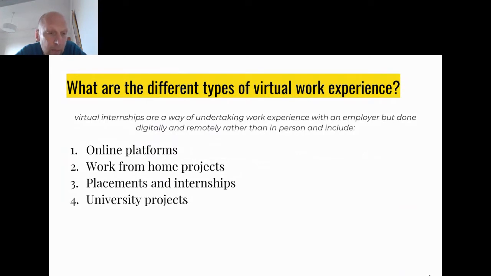The first being from providers who, through online platforms where you register with the site and you do the work and upload it through the platform. There's an opportunity to do work from home projects where you do more of a real world project, but you're based at your home from your own laptop or computer. Some placement internships, particularly those that took place from the summer onwards, have switched to virtual and remote working. And there's also university projects. So I'm going to briefly go through each of these and just outline what's involved and how you might be able to get involved. So if you can move to the next slide, please, Laura.